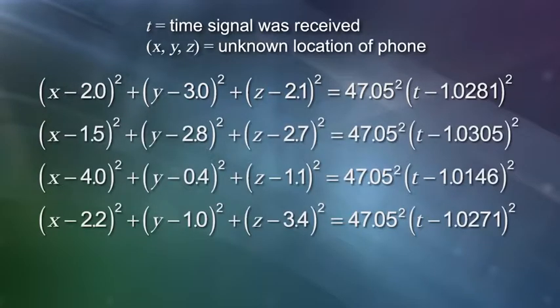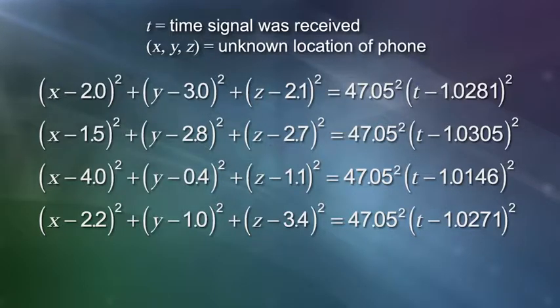Similarly, the other satellites give us 3 more equations. To find x, y, z, and t, we'll need to solve all these equations simultaneously. You'll notice these are not linear equations, since when you expand these expressions, these equations contain the terms x squared, y squared, z squared, and t squared.